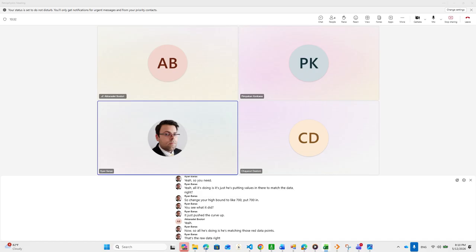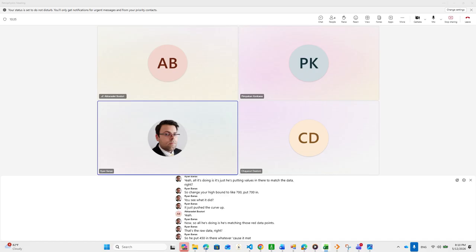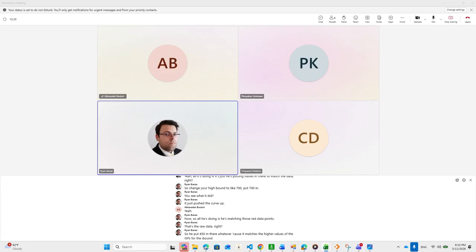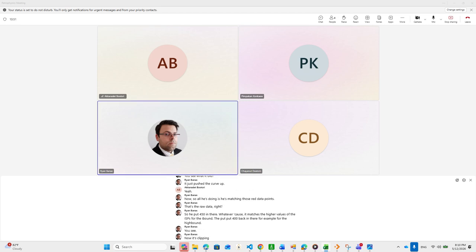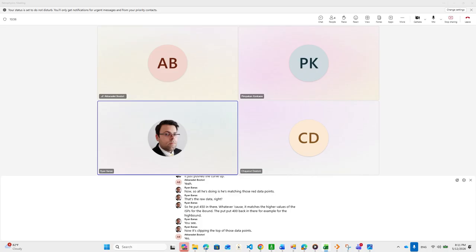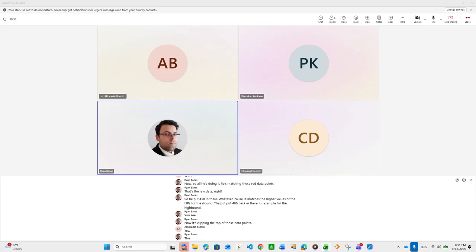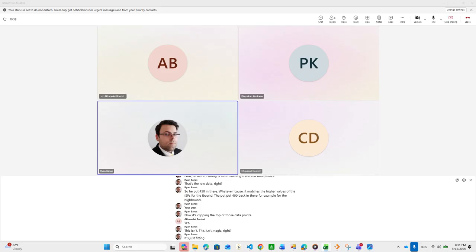So he put 450 in there or whatever because it matches the higher values of the ISIPs for the high bound. So put 400 back in there, for example, for the high bound. You see now it's clipping the top of those data points. Now this isn't magic, right? It's just fitting the data is all it's doing.